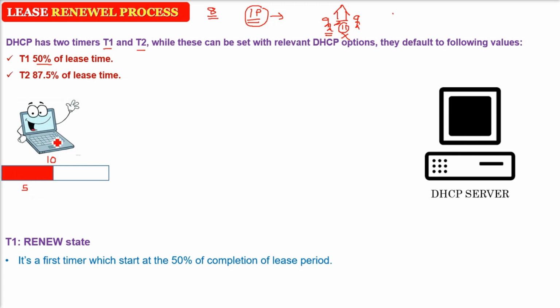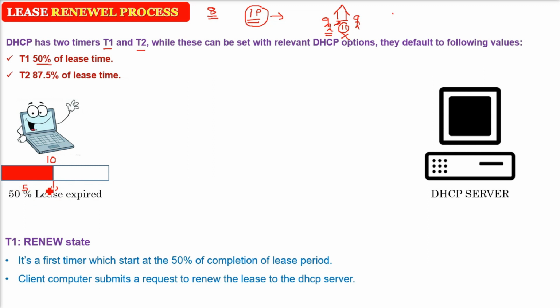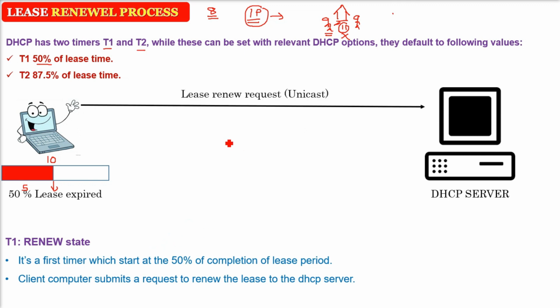Until 5 days, the client will do nothing. It will enjoy the network communication. After 5 days, that is, once 50% of the lease time has expired, it will start the renew process from the same DHCP server that assigned the IP to it. So the client computer submits a request to renew the lease to the DHCP server after completion of 50% of the lease time. For example, we are taking 10 days here.